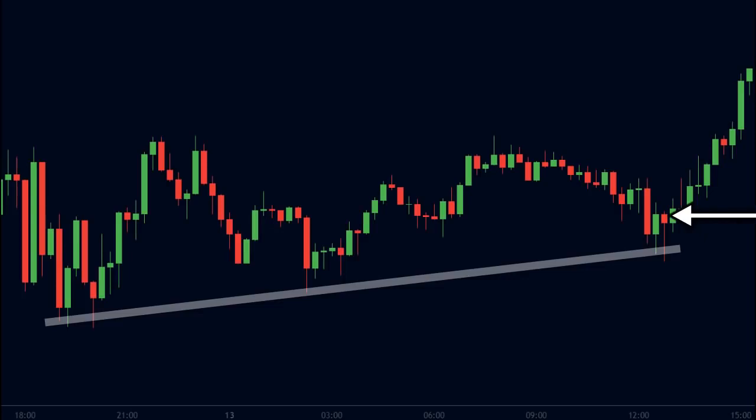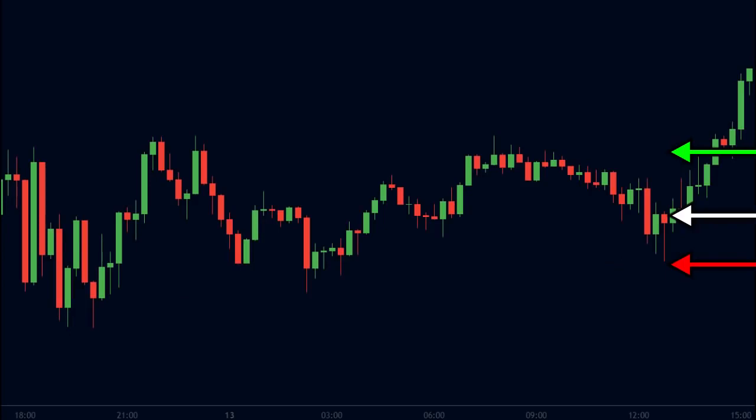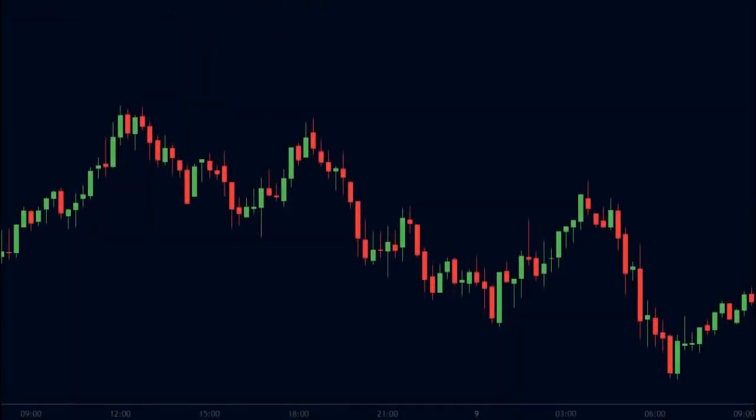So we buy here. We will keep our stop loss below the trend line, and we can keep our targets at the previous highs. As you can see, the price gave a strong move after our entry. Let us now look at a sell trade.